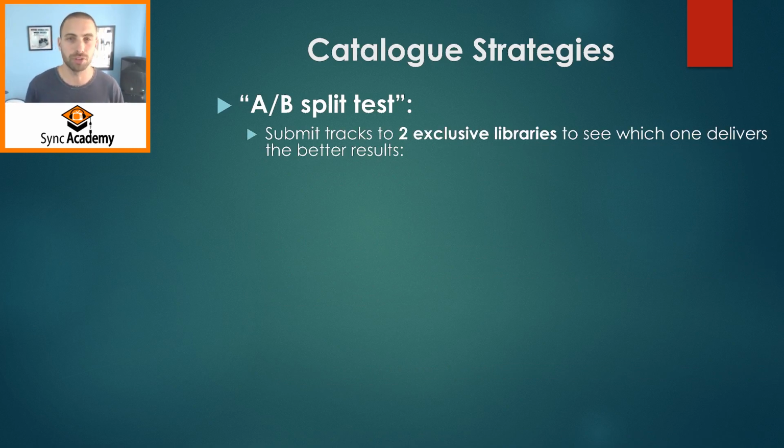But usually with just 2 exclusive libraries that are high quality, great libraries, you can basically submit simultaneously to both of them. Different music though, right? Not the same music, but exclusively different individual tracks to see which one delivers better results. So now that's why I call it the A/B split test. You can decide which one of these 2 companies over the course of maybe the first year or 2 are doing more for you.